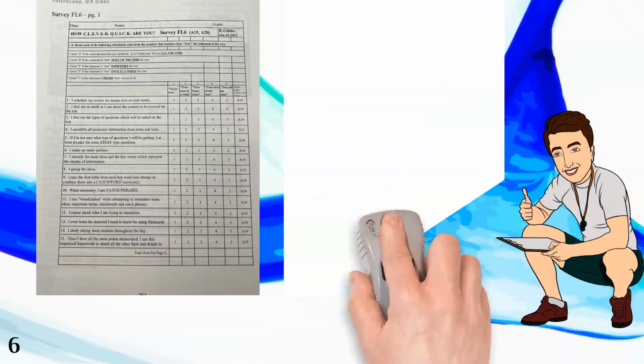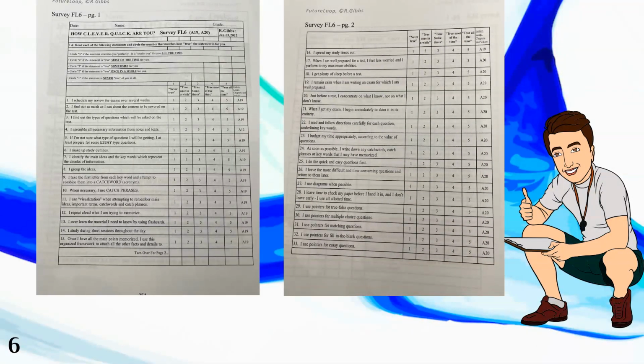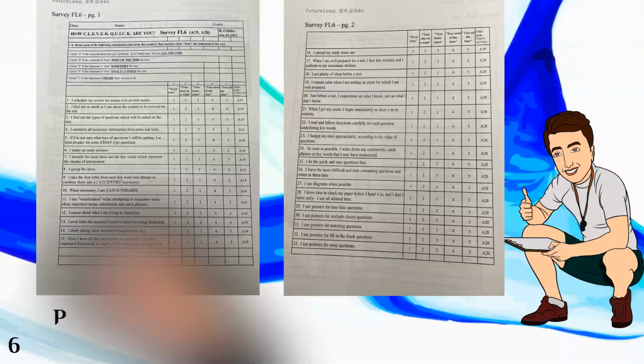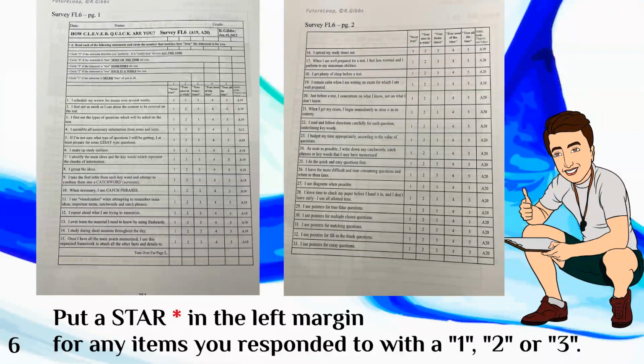Now that you're done, make sure you have your name and grade on the top of the page, along with today's date. Look back over your survey. Put a star in the left margin next to each item where you circled a 1, a 2 or a 3. These are the areas you should pay close attention to in the next set of chapters in Future Loop with the accompanying videos, A19 and A20. If you look across to the column on the farthest right, you will discover which videos you will need to pay the most attention to.